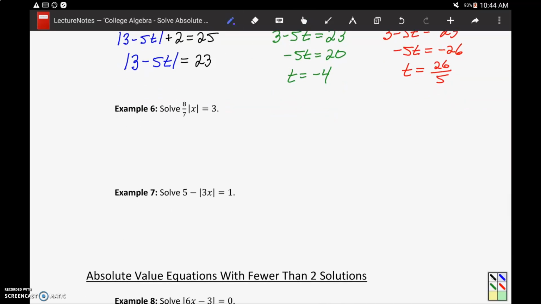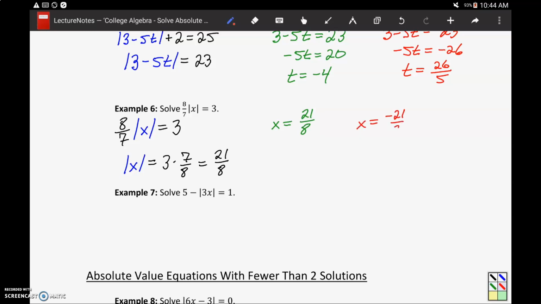In example 6, we again need to start off by isolating the absolute value portion of our problem, which in this case is simply the absolute value of x. In order to isolate that, we'll multiply both sides by 7 over 8. So multiplying both sides of the equation by that reciprocal will give us the absolute value of x is equal to 21 over 8. This will allow us to set up those two equations: x is equal to 21 over 8, and x is equal to negative 21 over 8. In this case, there's no additional work, since both of those equations are already solved for x.